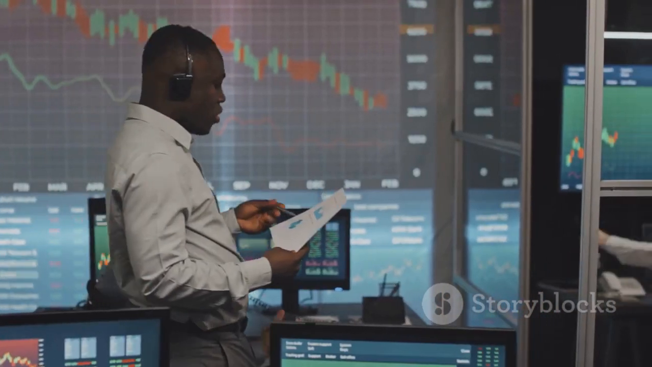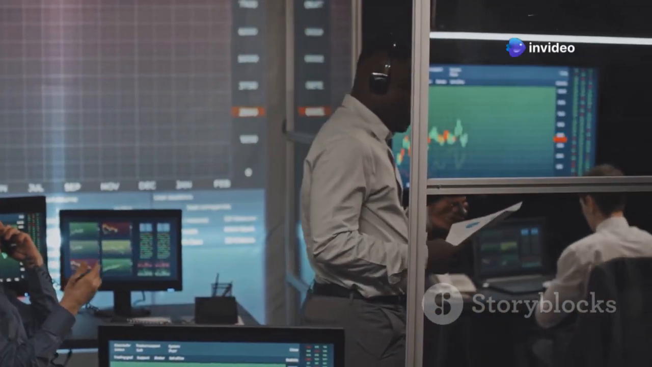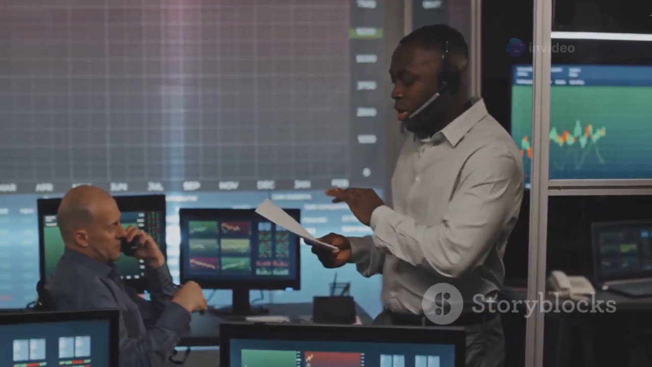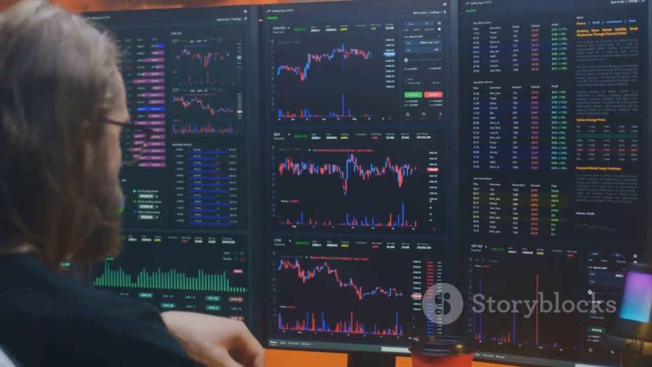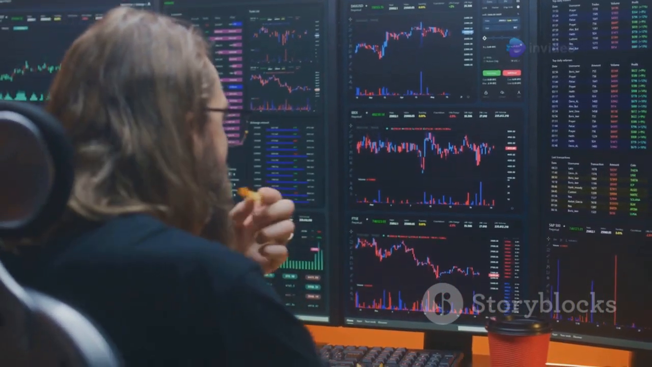One common mistake is relying too heavily on just one indicator. Remember, diversification is key. Using multiple indicators can provide a more comprehensive view of the market. Use a combination of tools to confirm your signals. This approach can help you make more informed and balanced trading decisions.